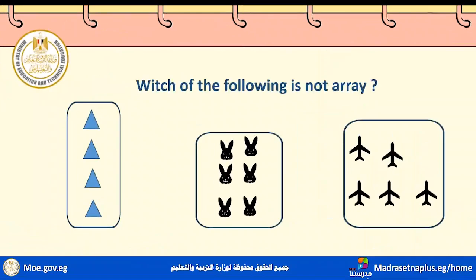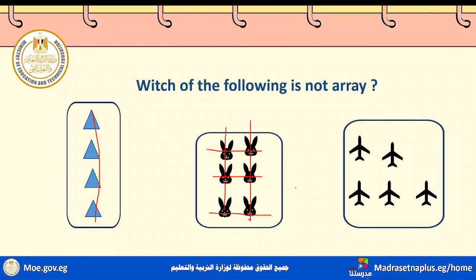Okay, in front of you, which of them is not considered an array? I told you before, an array consists of rows and columns. Look at this one. This is 1 column, 2 rows, 3 rows, and 1, 2 columns. This is 1 column, 4 rows. This is 3 rows and 2 columns.